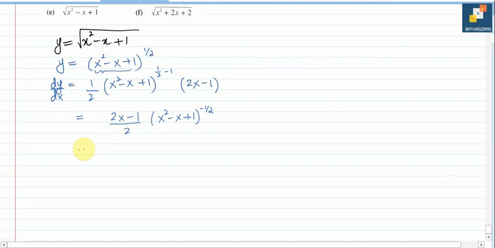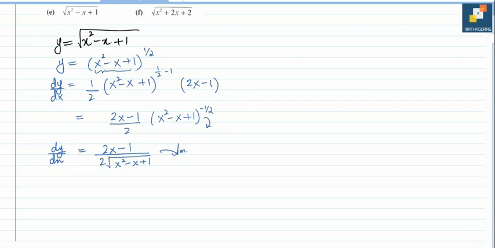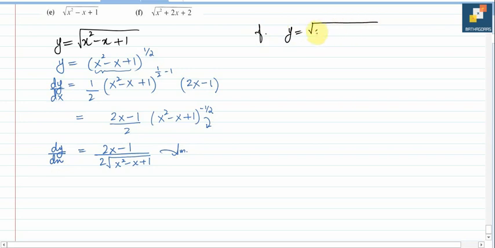Alright, now the last one, it will be 2x minus 1 divided by 2. This 1 upon 2 shifts downward, it will be positive 1 upon 2, and 1 upon 2 means root sign. So I can say that 2 times the square root of x square minus x plus 1, that is equal to dy by dx, and it's your final answer. Alright, I hope now it is clear. Starting with the last part, part F. Y equals x square plus 2x plus 2. Again same method, y equals x square plus 2x plus 2 with the power of 1 upon 2.